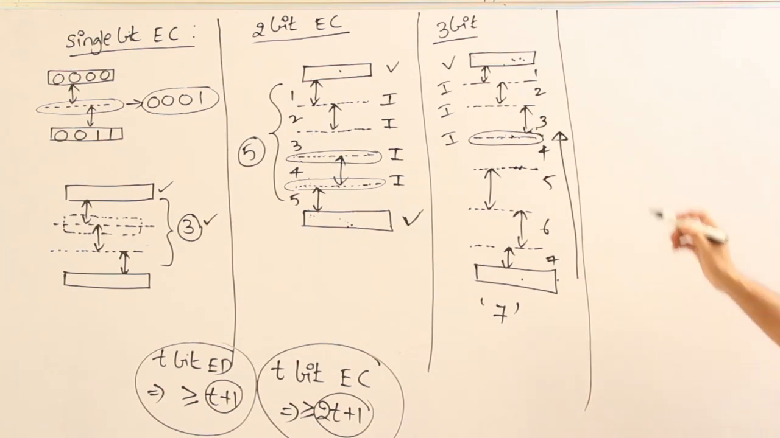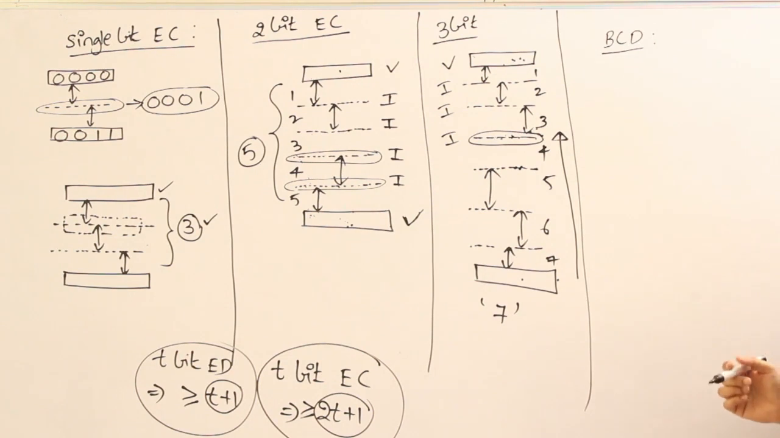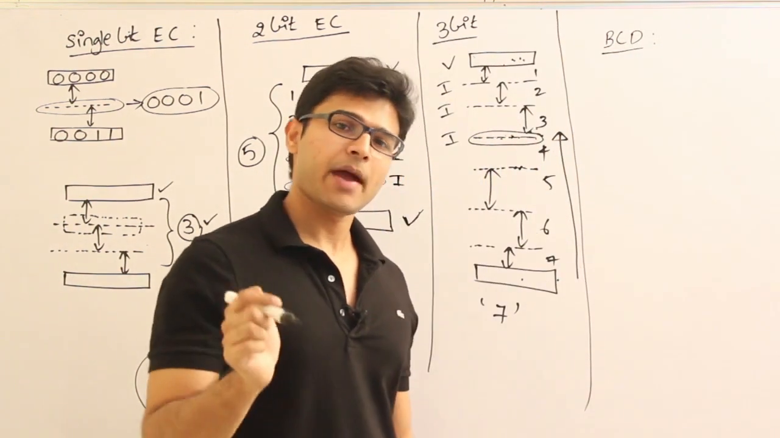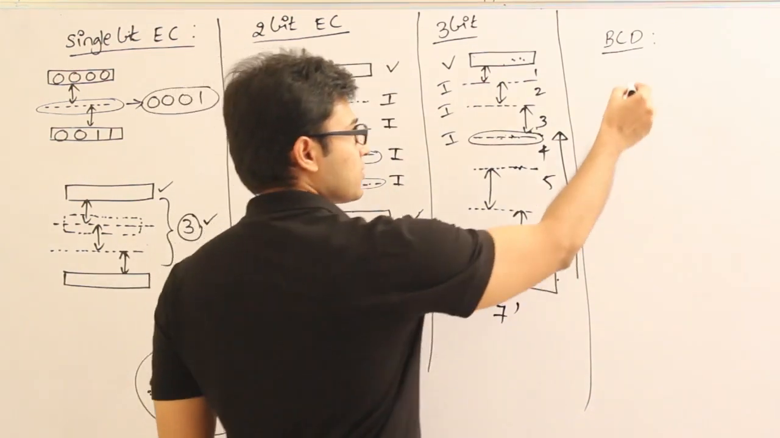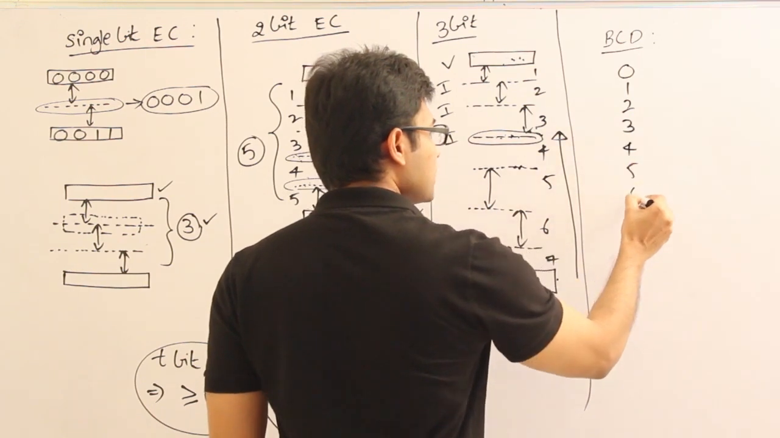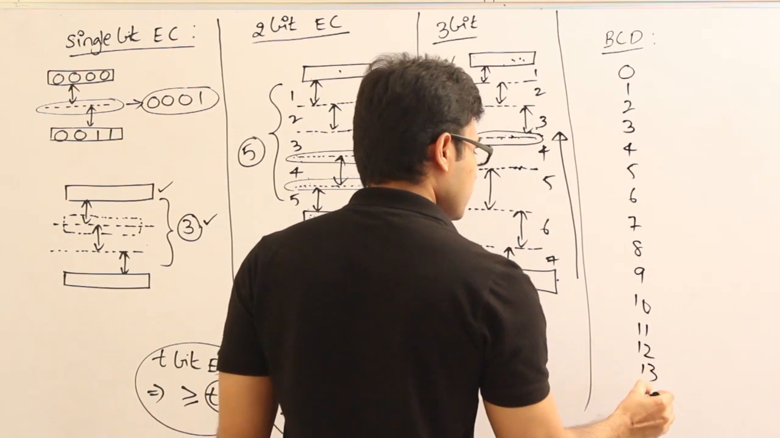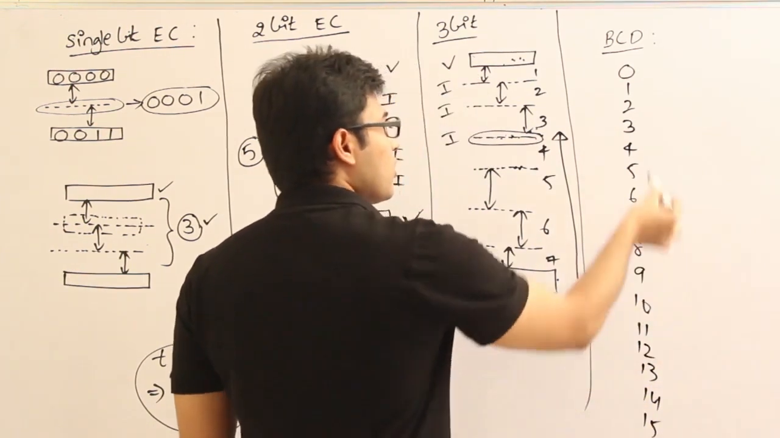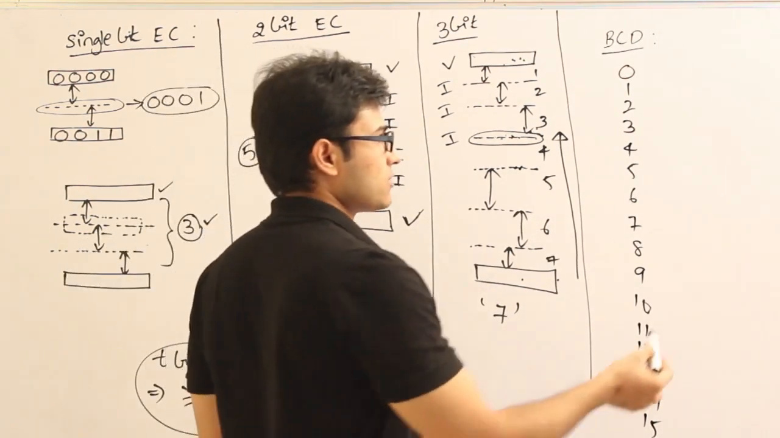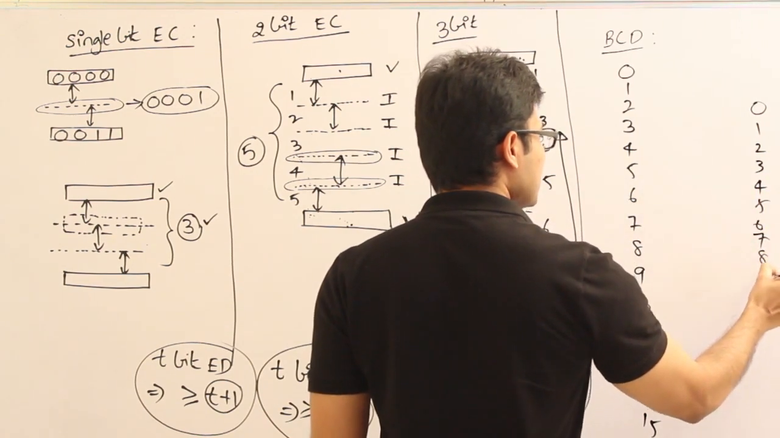Let us talk about BCD, binary coded decimal code. In this code, how many bits are we using? 4 bits. Therefore, how many patterns we get? 16 patterns, which means all the patterns 0, 1, 2, 3, 4, 5, 6, 7, 8, 9, 10, 11, 12, 13, 14, 15, right? Now these 16 patterns have to be assigned to the BCD numbers from 0 to 9, right?